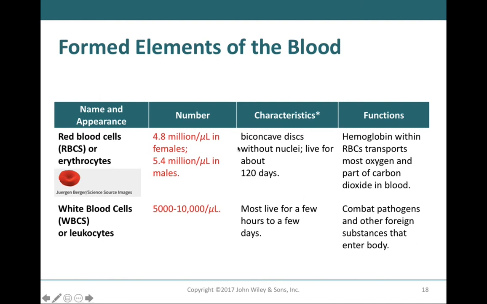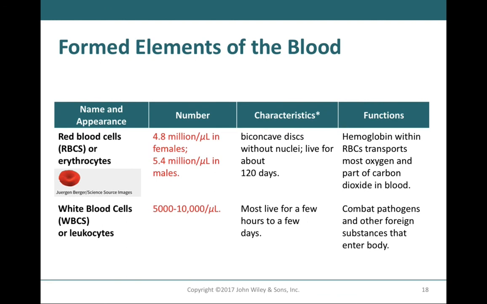So first and foremost are the red blood cells. These are known as the erythrocytes, and as we discussed a few slides back, these have the shape of a biconcave disc, and there are no nuclei or organelles that can be found inside of the red blood cell. There is going to be a large amount of hemoglobin, and that's going to be used for oxygen transport in the blood. And you can see that function is listed over here.